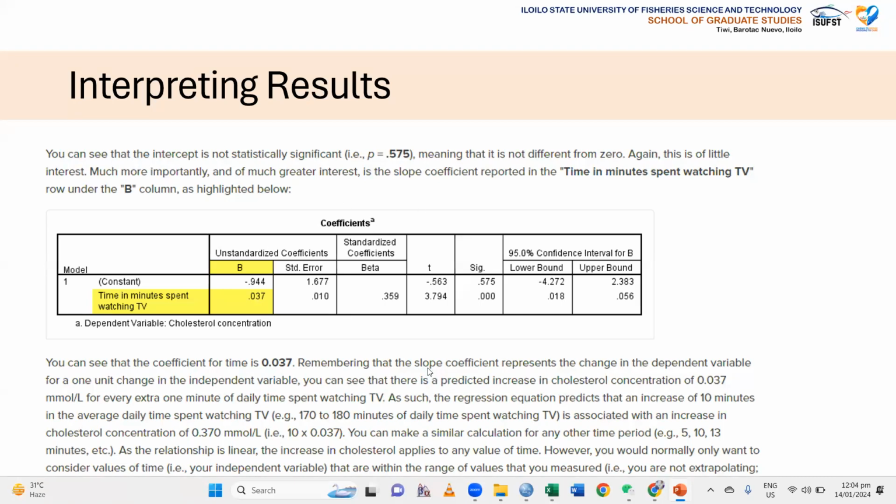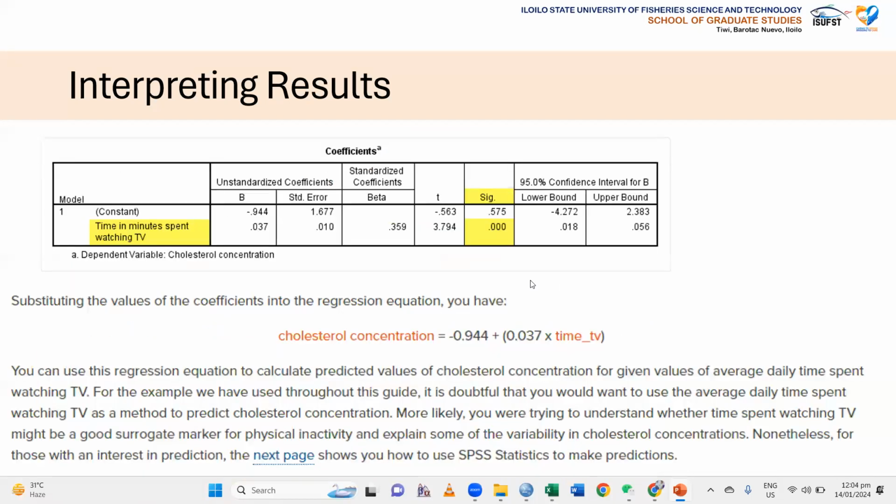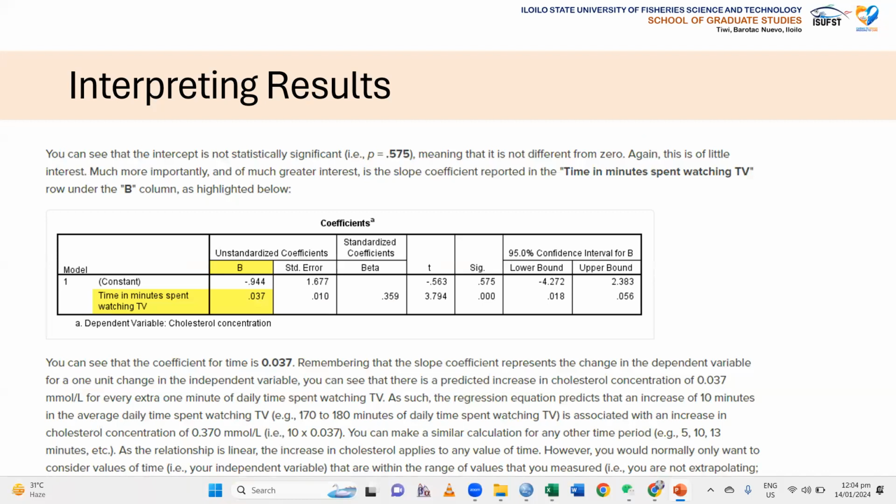Okay. Remembering that the slope of the coefficient represents the change in the dependent variable, you can see here that for every unit increase in time in minutes spent watching TV, there is a corresponding increase of 0.037 in the cholesterol. Okay.